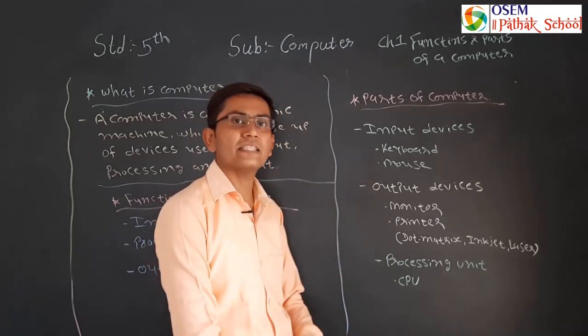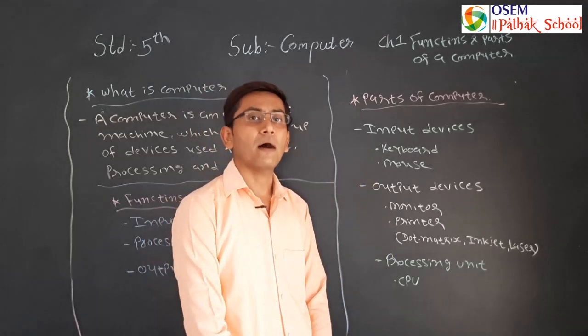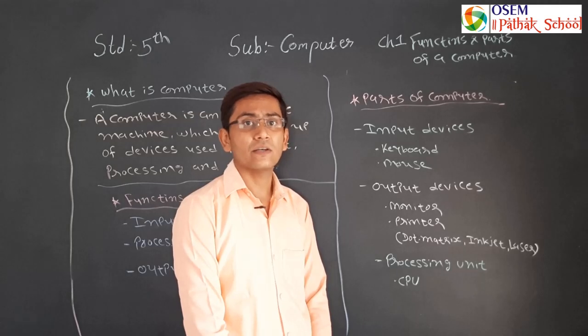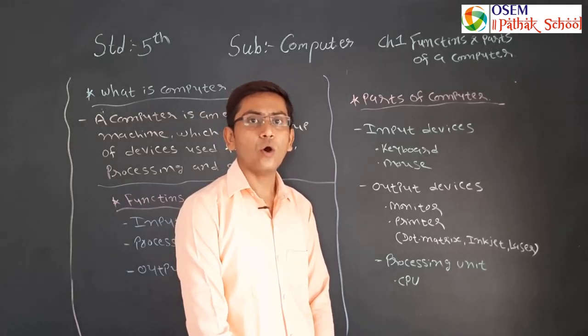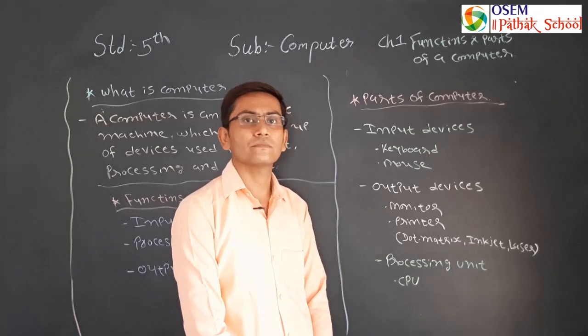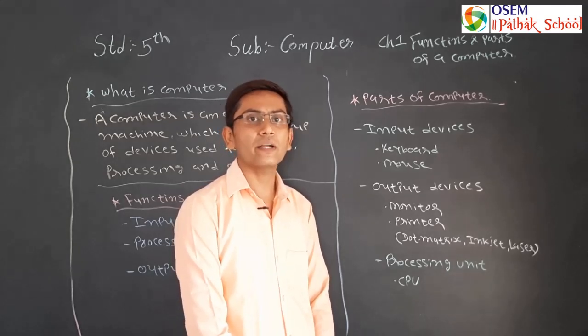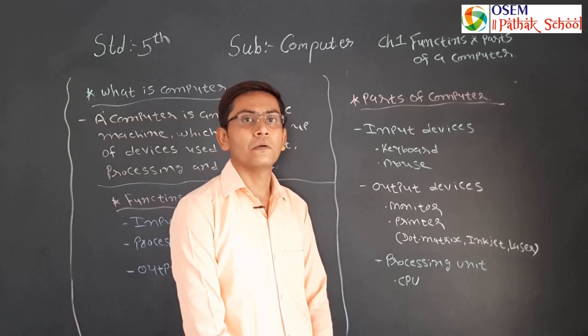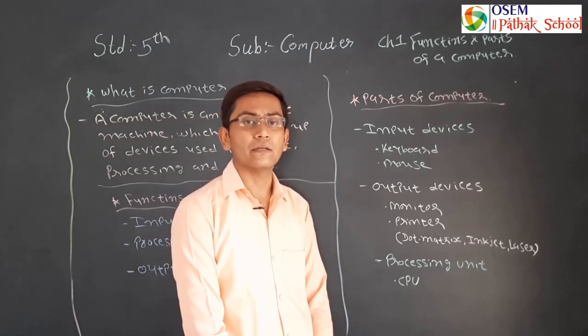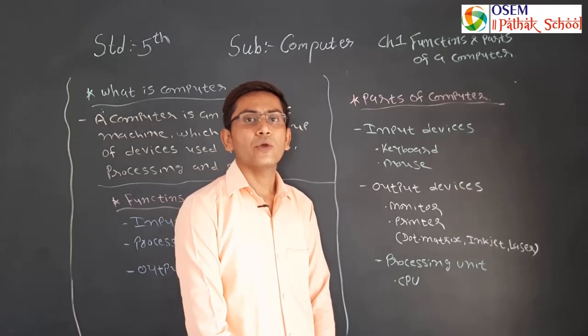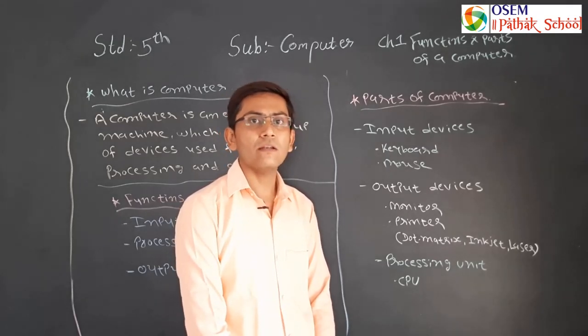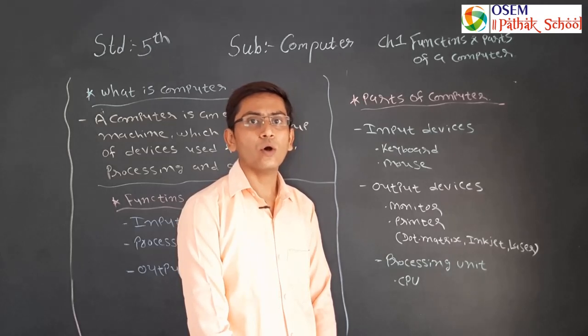Next input device is mouse. Mouse is small plastic device. It has 2 or 3 buttons on it, such as left mouse button, right mouse button, and there is one scroll button in between. Mouse is kept on mouse pad. When you move the mouse over the mouse pad, the small arrow on the monitor will also move, and this arrow is called mouse pointer.